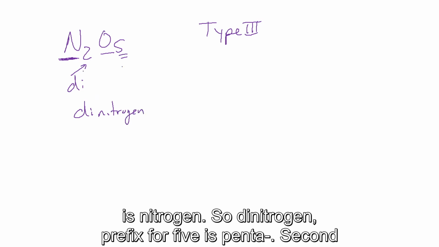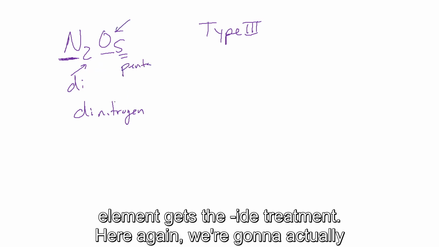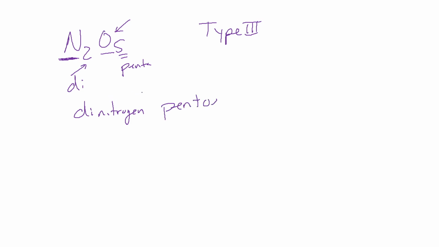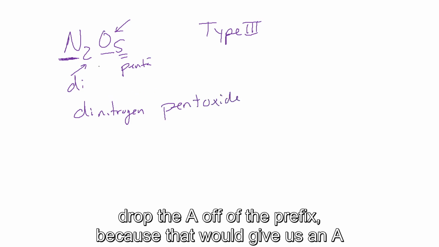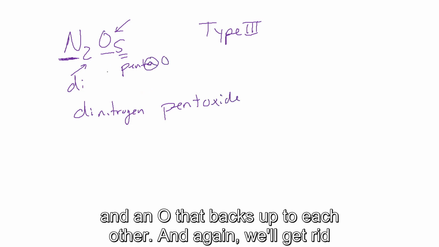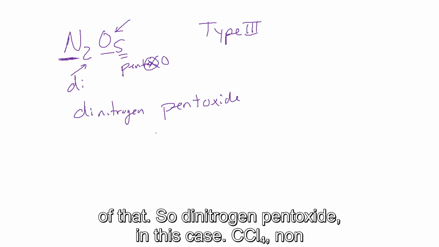Prefix for 5 is penta. Second element gets the IDE treatment. Here again, we're going to actually drop the A off of the prefix because that would give us an A and an O that backs up to each other. And again, we'll get rid of that. So dinitrogen pentoxide in this case.